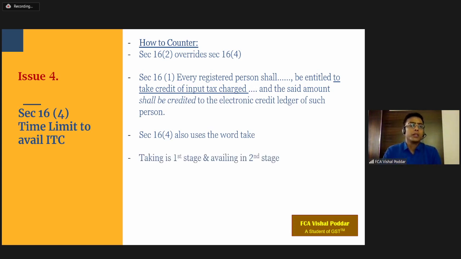There is a difference between taking and availing. Taking is the first stage, which is in your books. Availing is the second stage, which is in your returns. Further, you can always challenge what is a return under section 39 as required by the law.